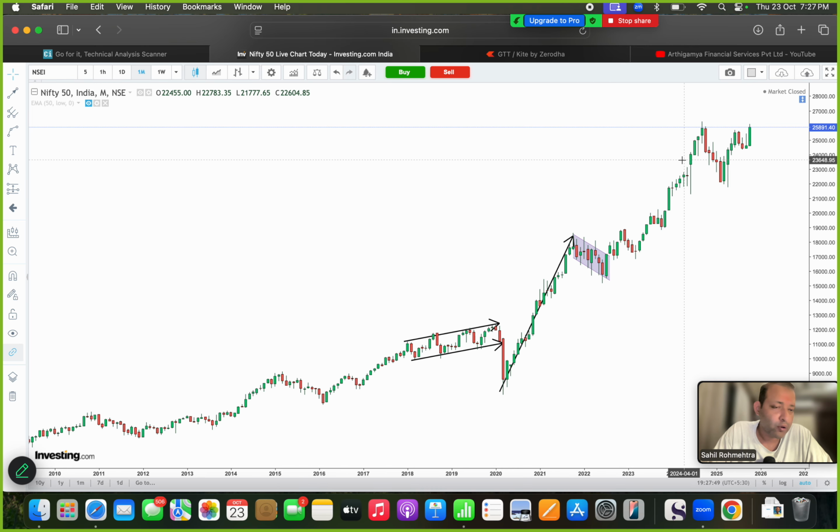So it is an interesting time, and a time which warrants that we maintain a structurally long view, because we are seeing a cup and handle on the monthly. Therefore, we should generally maintain a long view.